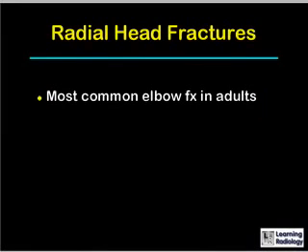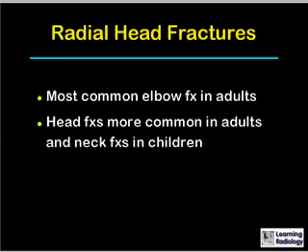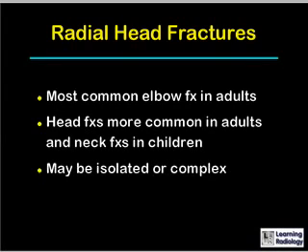Fractures of the radial heads are the most common elbow fracture in adults. Fractures of the head are more common in adults, whereas fractures of the radial neck are more common in children. Radial head fractures can occur as isolated fractures or as parts of other fractures or dislocations around the elbow. They usually occur as a result of a fall on an outstretched hand.